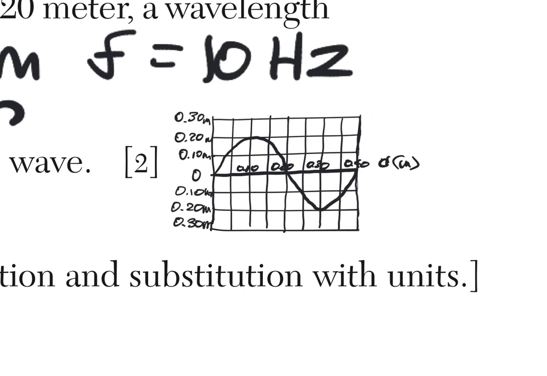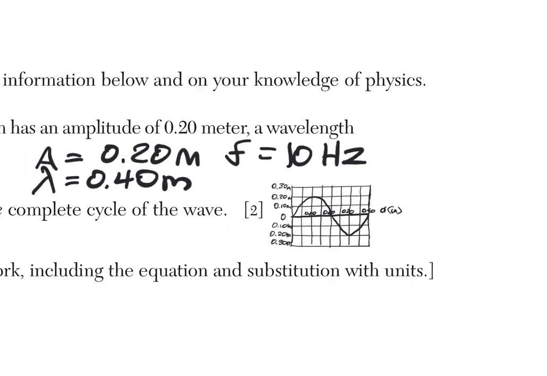Keep in mind that amplitude is the height of the crest or the depth of the trough. It is not from crest to trough. Also, make sure that halfway through the cycle, it hits halfway through. So half a wave should hit 0.2.